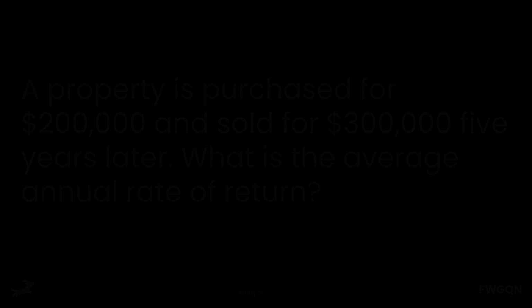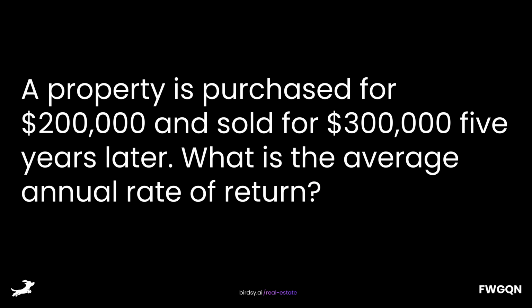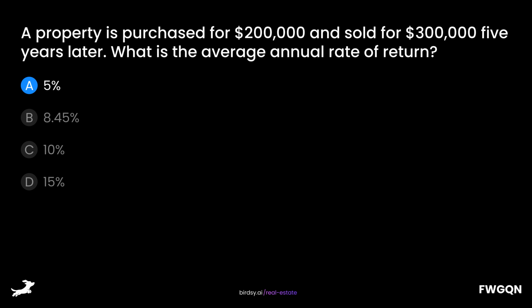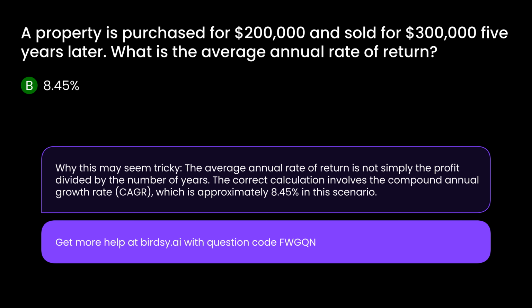A property is purchased for $200,000 and sold for $300,000 5 years later. What is the average annual rate of return? Is it A, 5%, B, 8.45%, C, 10%, or D, 15%? The answer is B, 8.45%. Why this may seem tricky: the average annual rate of return is not simply the profit divided by the number of years. The correct calculation involves the compound annual growth rate, which is approximately 8.45% in this scenario.